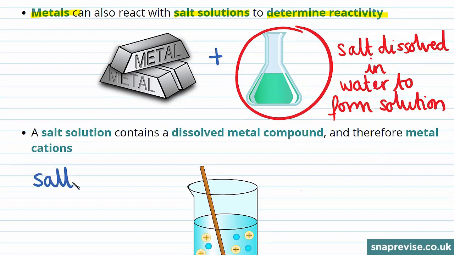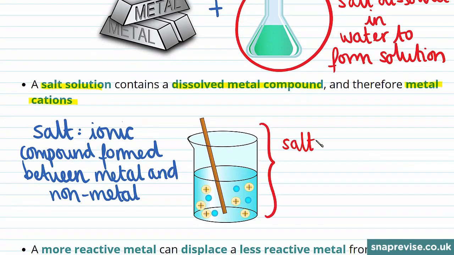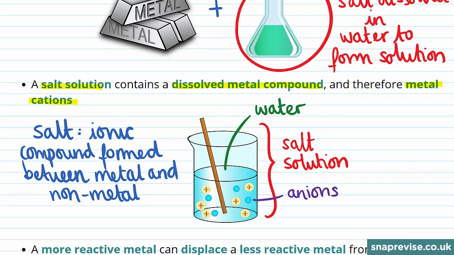As we know, a salt is an ionic compound formed between a metal and a non-metal. Therefore, a salt solution contains a compound that's been dissolved that contains a metal. And as it's an ionic compound, it will contain the metal in the form of a cation. And this is what we can see in this diagram, which shows a salt solution made up of water and our dissolved salt, which will exist as anions and cations.